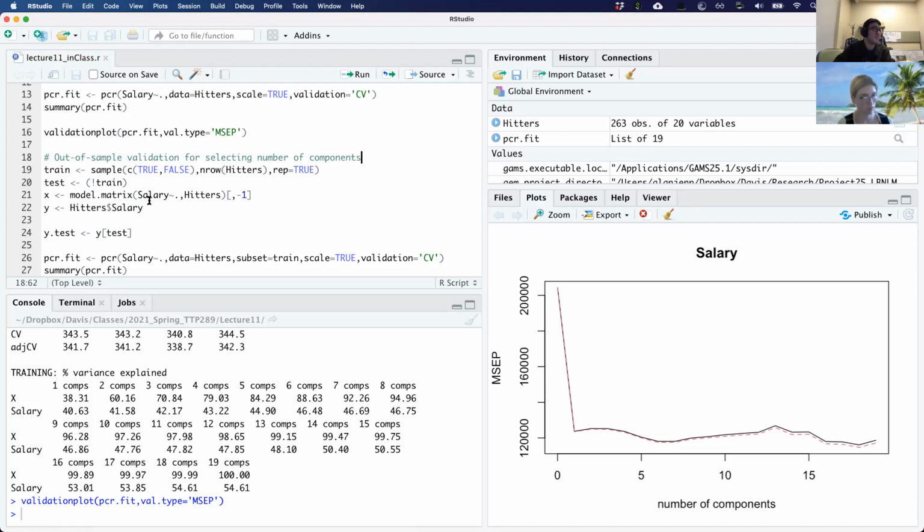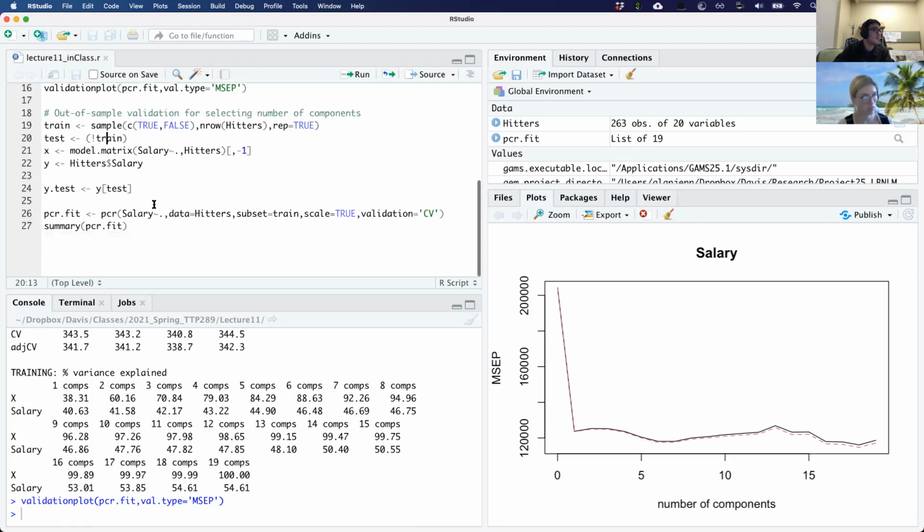I'm going to divide the data into training versus testing data. In this case, unlike the k-fold ones, this is kind of a k-fold, but with a value of 2. I'm just splitting the data randomly in half. So I'm sampling true or false from the number of hitters, which just means that for each row, it's going to pick it or not. And then testing is everything that's not going to be in the training. You can use this option called subset in the PCR as the subset of data that you want to train on, and then it'll test the cross-validation specifically against the out-of-sample data.